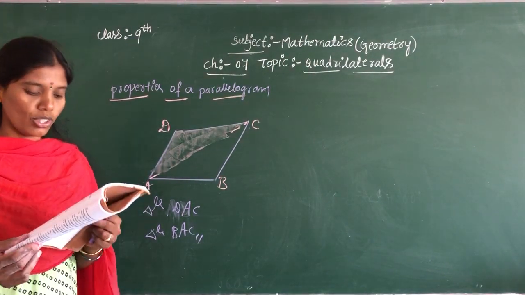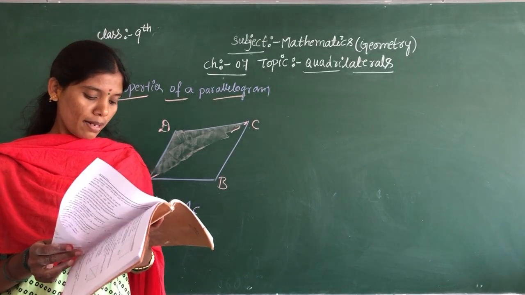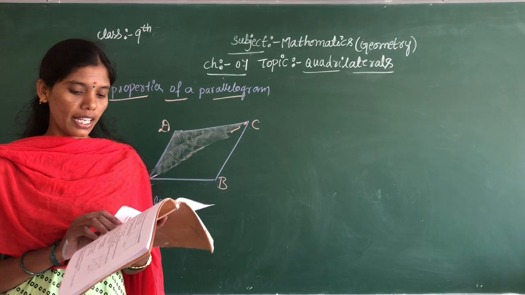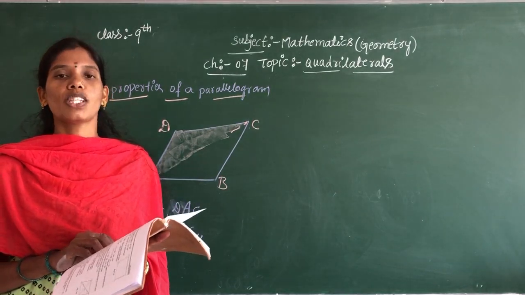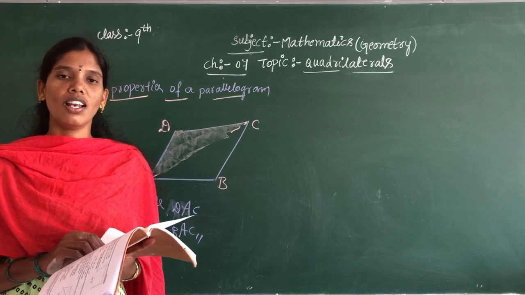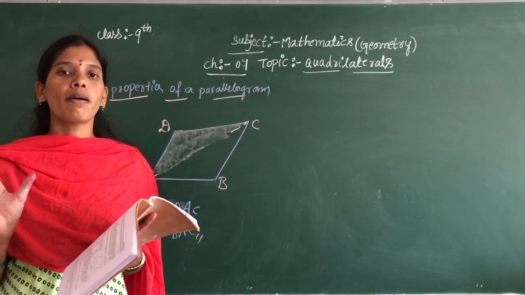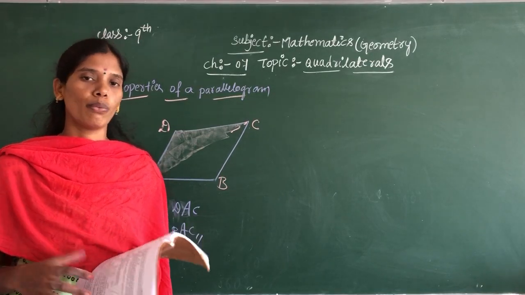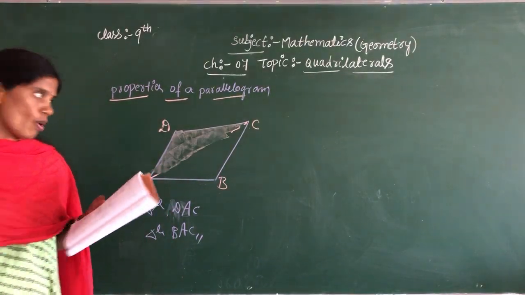Now next we shall move to theorem 7.1. In total there are theorem 7.2, theorem 7.3, theorem 7.4, theorem 7.5, theorem 7.6 and theorem 7.7. Total seven theorems are there, children, depending upon the parallelogram. I will study them one by one. First one is theorem 7.1.